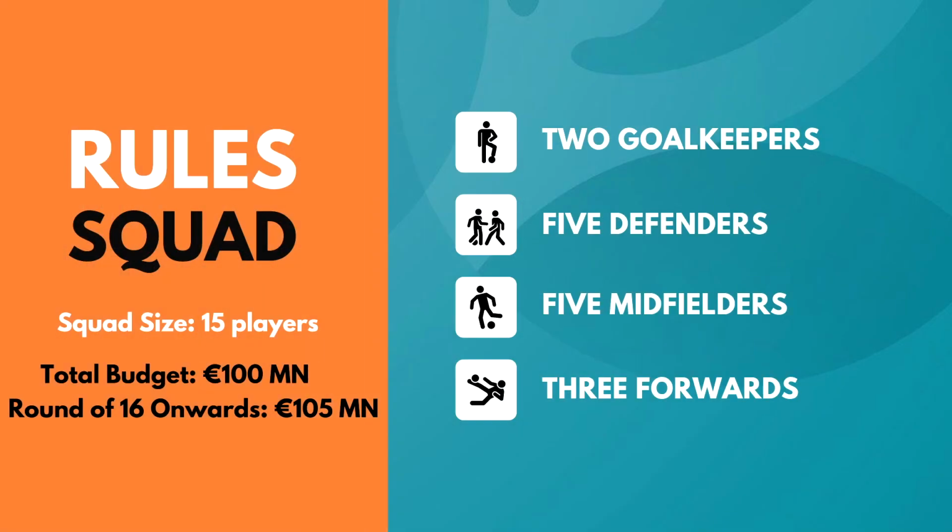Let's look at the squad rules now. Guys, your squad will have 15 players, out of which 11 will be starting a particular match day. These 15 players comprise 2 goalkeepers, 5 defenders, 5 midfielders, and 3 forwards. Your starting budget will be 100 million euros. Now this budget will remain 100 million for the first 3 match days. Guys, the interesting thing here is that the budget increases to 105 million euros from the round of 16 onwards, so spend your cash wisely.